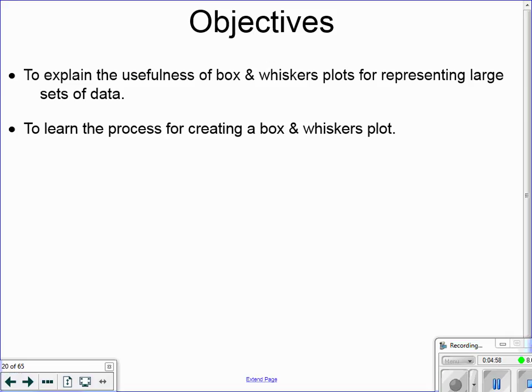So today's lesson is about box and whiskers plots. And a box and whiskers plot is just another way to visually represent a set of data. Okay, so our objectives here today are to explain the usefulness of box and whiskers plots for representing large sets of data, and then to learn the process for creating a box and whiskers plot. We're mostly going to focus on the second one there, how to create a box and whiskers plot.